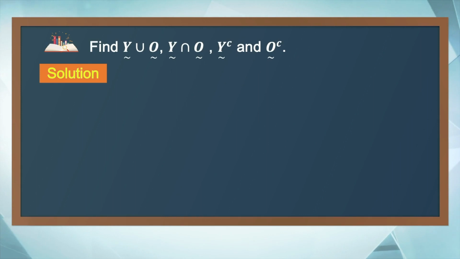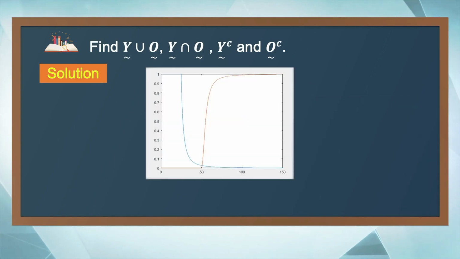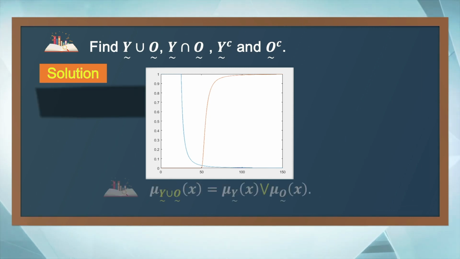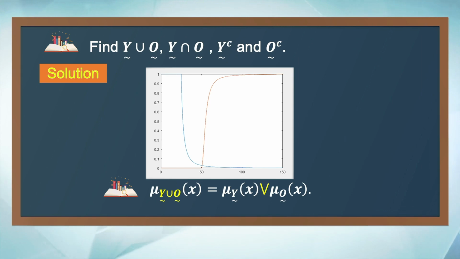Find the union, the intersection of the two fuzzy sets, the complement of Y and the complement of O. What are their membership functions? First, let's draw the graphs of the membership functions of the two fuzzy sets in one figure. The blue one represents the membership function of the fuzzy set Y, and the red one represents the membership function of fuzzy set O. By the definition of union of fuzzy sets, the degree of membership of element X in the union is the maximum of mu sub Y of X and mu sub O of X.